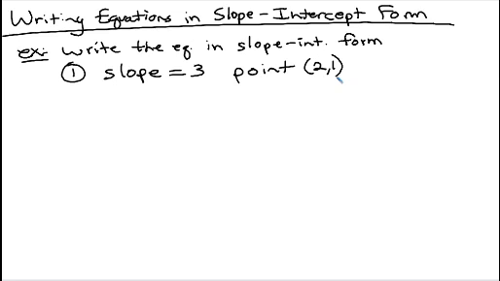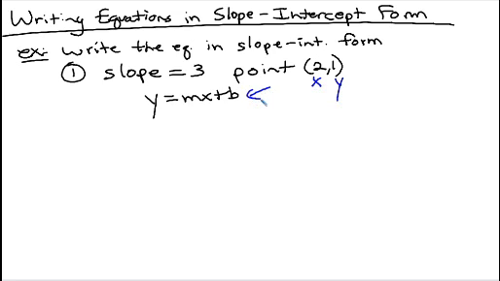The slope is 3, and a point on the line is 2, 1. That's all they give you. Well, let's think of y equals mx plus b. If I'm going to write the equation in slope-intercept form, I need the slope and the y-intercept. They only gave me the slope. But that's okay, because they also gave me this point that has an x-coordinate and a y-coordinate. So I have enough information to find out what the y-intercept is.